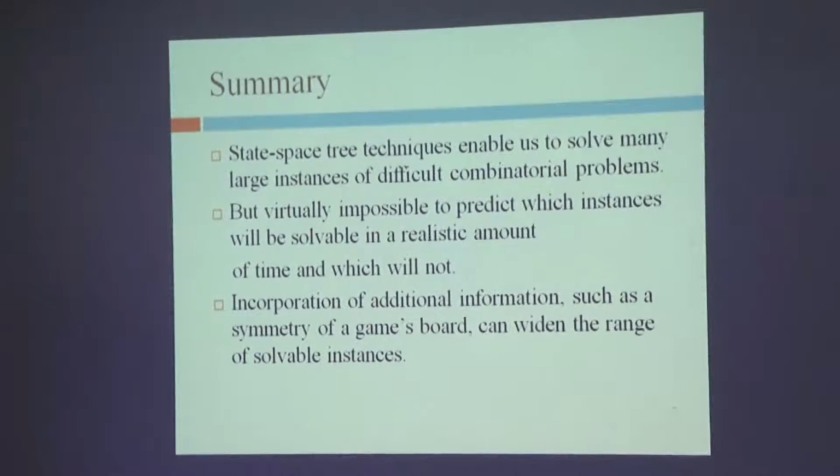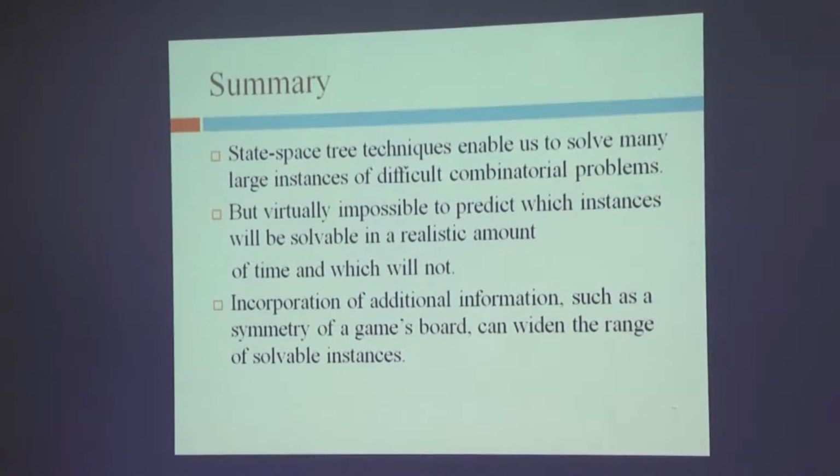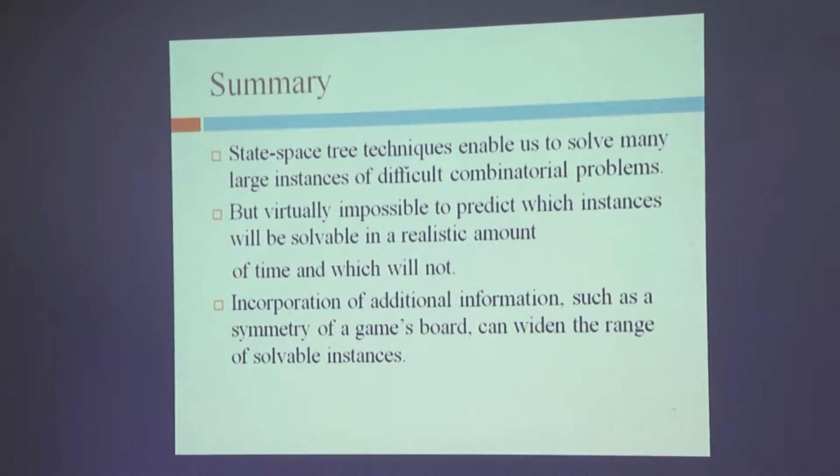So come to the last slide. State space tree techniques can solve many large instances of difficult combinatorial problems. But what is important is that it is impossible to predict. It may work, it is just a chance, may not work. Impossible to predict which will be solvable in less amount of time. You can't predict, just take a chance.